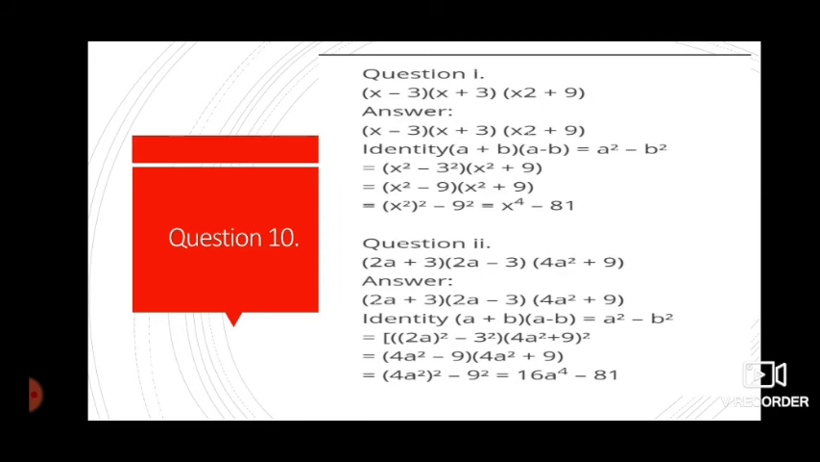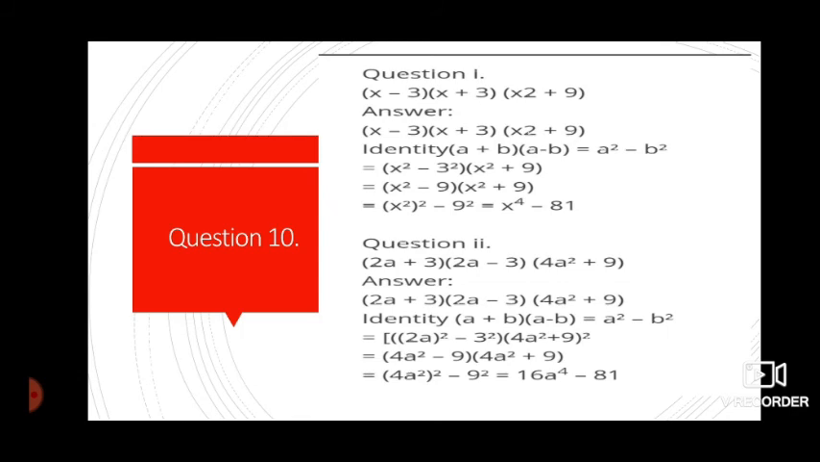Okay, in the same way, children, next sum. (2a plus 3) into (2a minus 3) into (4a square plus 9). Normally, if you try it by normal multiplication, children, how much time it will take, how much confusion. But by using an identity, we will see how easy it is.